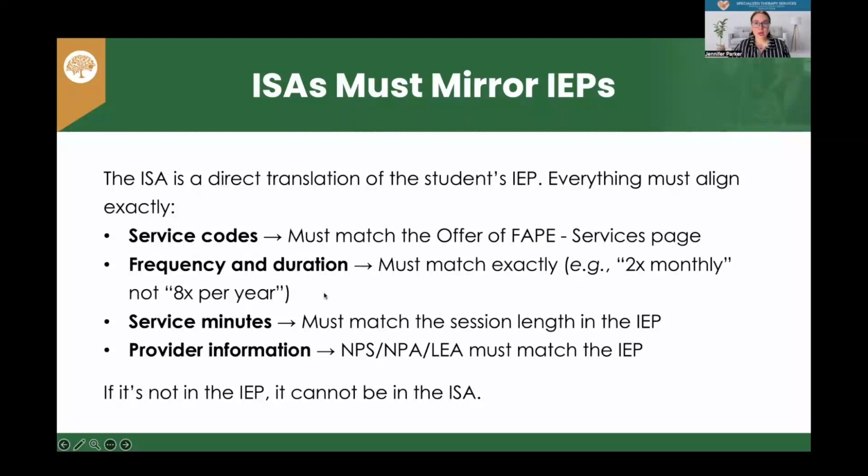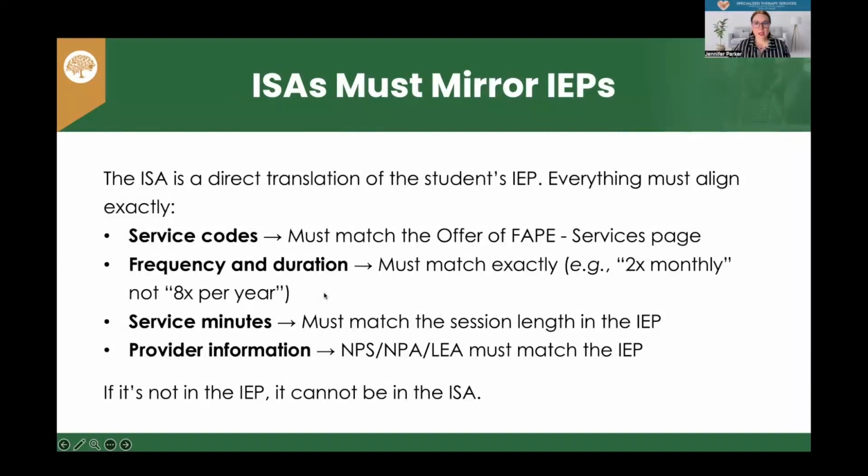Further, it's important for the ISA to mirror what is in the IEP. It should be a direct translation of the student's IEP when it comes to special education and related services. Service codes must match those listed on the Offer of FAPE services page. The frequency and duration must match exactly.